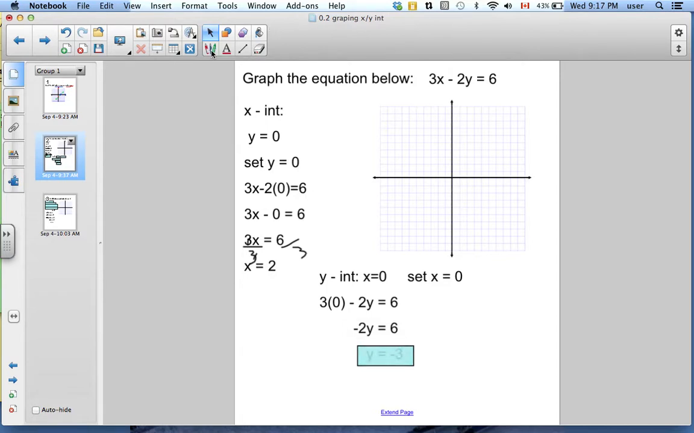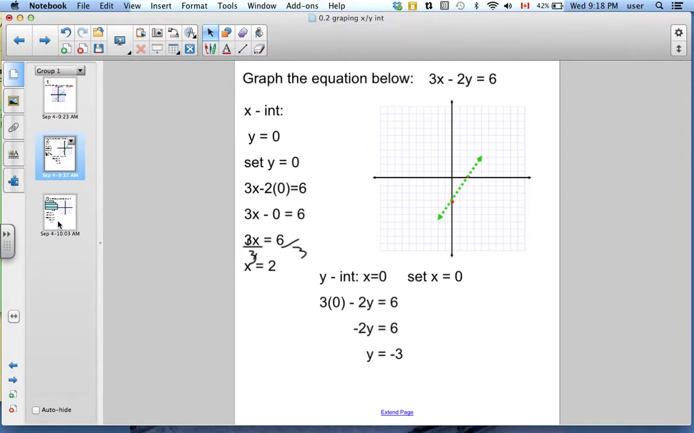So we are going to plot these points. I'm going to plot the 2 points. So here we know our x-intercept is 2. So we're traveling on our x-axis. We're going to go over to 2 and put a point right there. We know our y-intercept is negative 3, so we're going to go down to negative 3 and put a point right there. Next thing we're going to do is connect these points with a line. And there you go, you've graphed 3x minus 2y equals 6 with x and y intercepts.